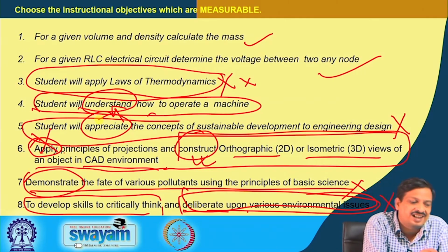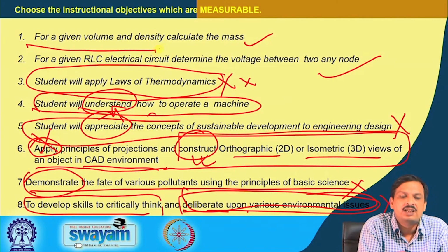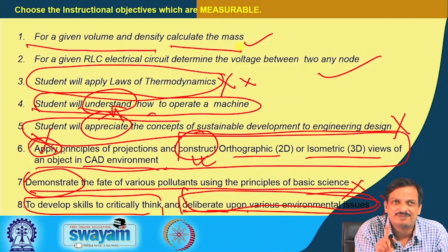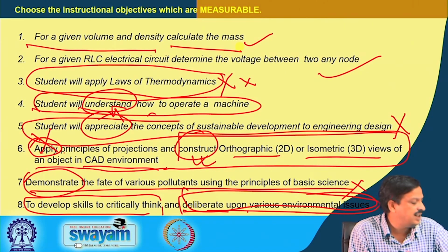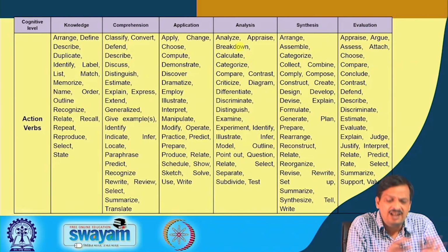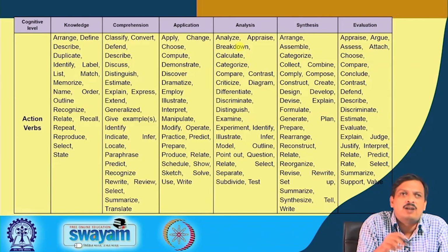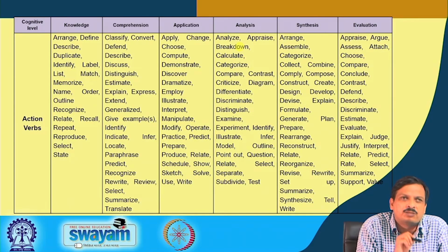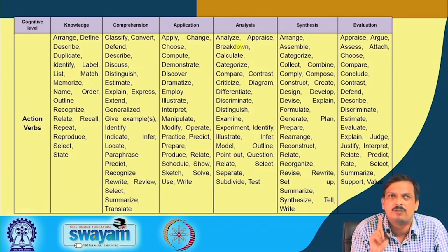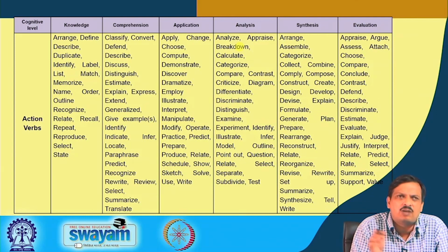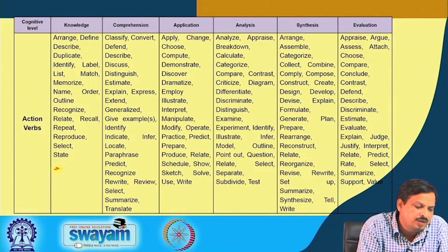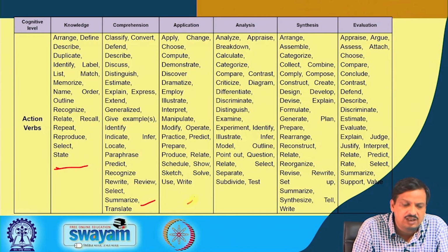So, you see that for a given volume and density, calculate the mass, is directly measurable. Okay? Let us see another exercise. This is the action verb group. So, what is an action verb? Bloom's taxonomy action verbs are English verbs which are measurable, and based on some expertise, we have grouped some verbs in one group.